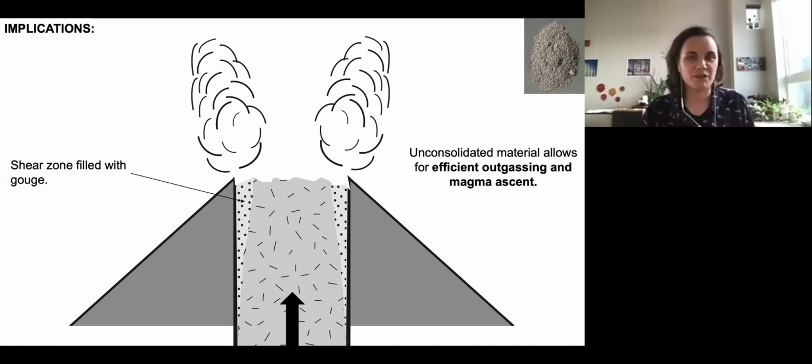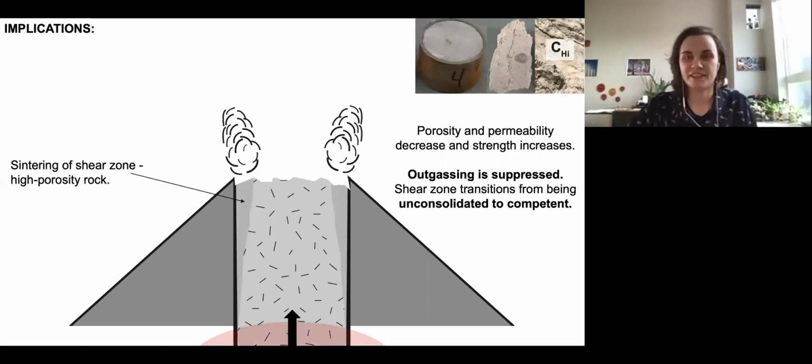My experimental work, though, has shown that the gouge won't remain unconsolidated for very long, and it will begin to sinter. As a result of sintering, we'll produce a high porosity rock. There are some examples from nature and from my experiments up here. As a result of that sintering, there's a loss of porosity and permeability and an increase in material strength. So you can imagine the outgassing in this volcanic system becomes suppressed, and the shear zone transitions from being a rock or a powder to a jacketing solid material. It's then more difficult for the magma body to move upwards, as it's pinned in place by this solid outer layer.